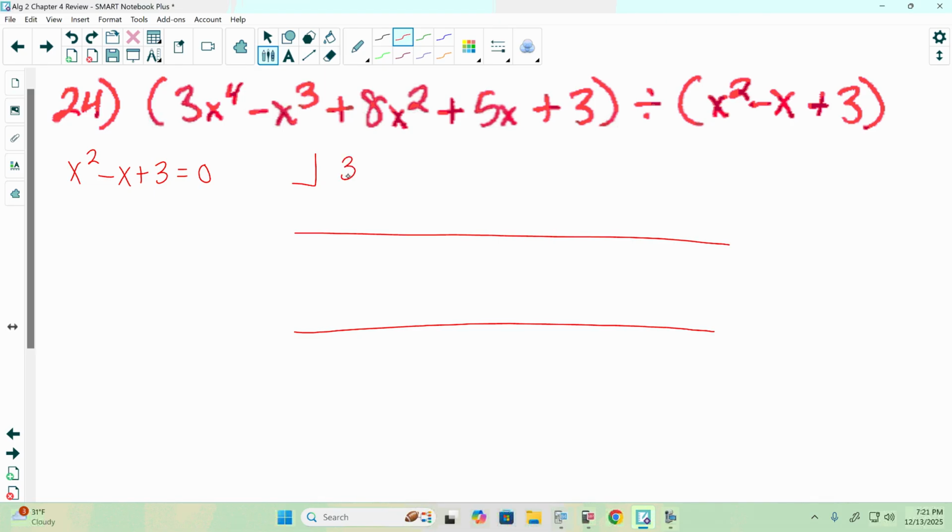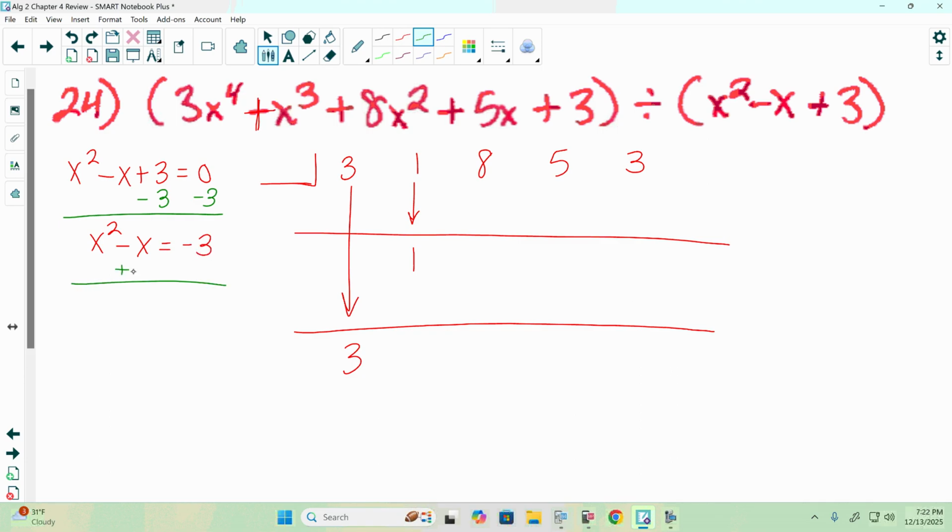Numbers across the top, 3 for x to the fourth. That should be plus, positive 1 for x cubed, 8 for x squared, 5 for x, and 3 for our constant term. Bring the 3 all the way down. Bring the 1 down 1. And we do still need to get our terms inside the bucket. Our cubby, we'll subtract 3 first. Minus x squared minus x is equal to negative 3. Add x. Minus x squared is equal to x minus 3. Our number in front of the x is 1. Constant term is negative 3, so we'll have 1 and negative 3.